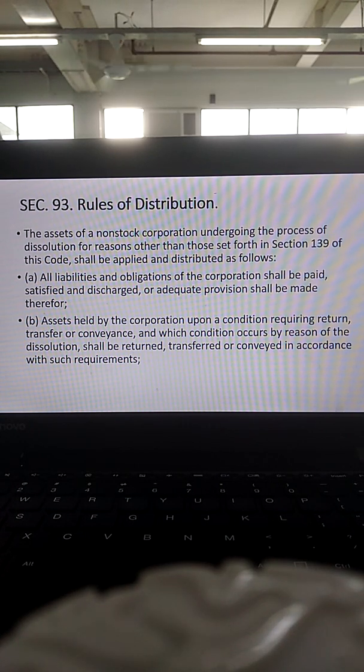Okay? Now second, assets held by the corporation upon a condition requiring return, transfer, or conveyance, and which condition occurs by reason of the dissolution shall be returned, transferred, or conveyed in accordance with such requirements. Okay? Meaning to say that in letter B, if the corporation has the obligation to return a particular property, or to transfer or convey, before or in the process of dissolution, dapat pong isauli, i-transfer, or i-convey, in accordance, of course, with the requirements as provided by the law. Okay?